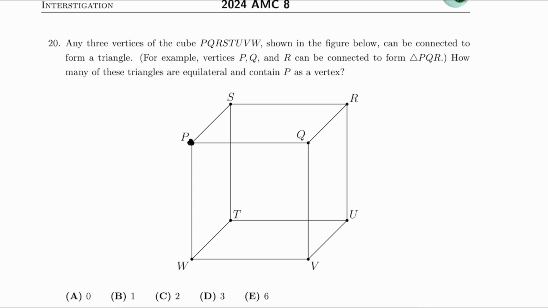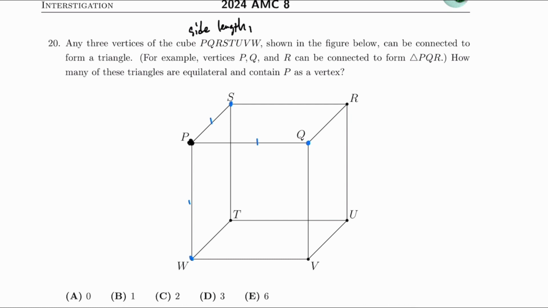So we know that it contains P as a vertex, and we want it to be equilateral. Connecting to any 2 points in this cube, let's just say the cube has side length 1, so that it is easier for us to distinguish. And we have 3 different types of length when connecting to the different vertices. When connecting to S, Q, and W, the length is going to be 1.